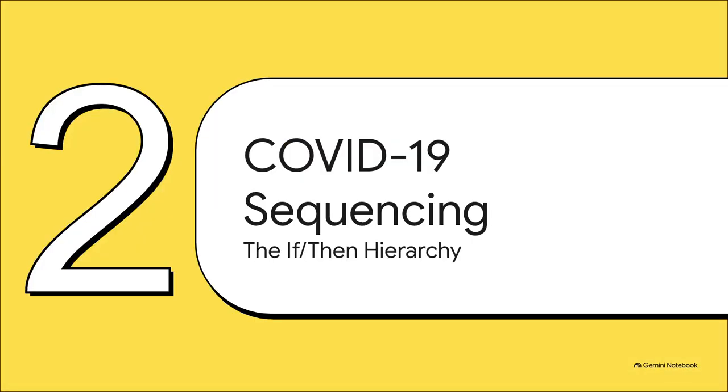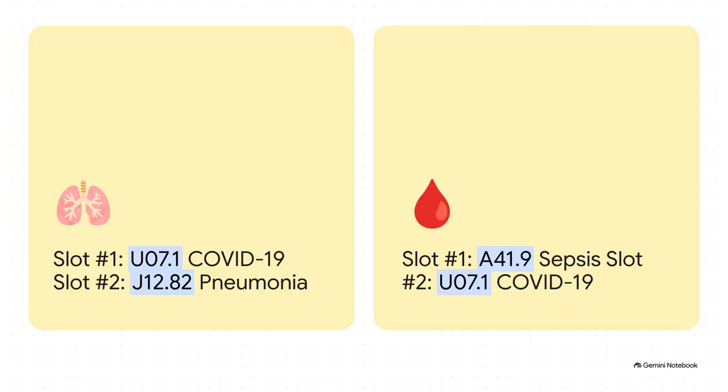Moving right along to Section 2, COVID-19 sequencing, the if-then hierarchy. Let's translate this theory into everyday practice. If a patient is admitted primarily for COVID pneumonia, U07.1 takes that principal diagnosis spot in slot number 1. The manifestation, pneumonia, follows right behind it in slot number 2.